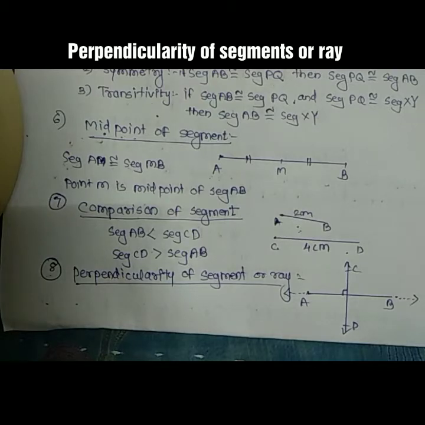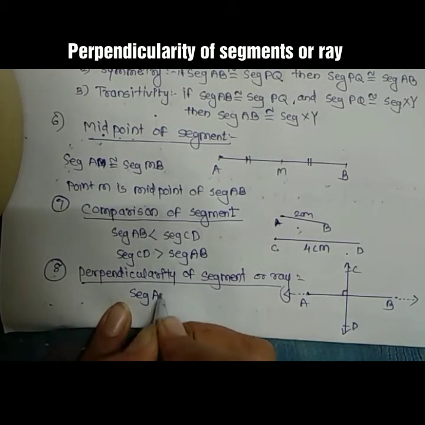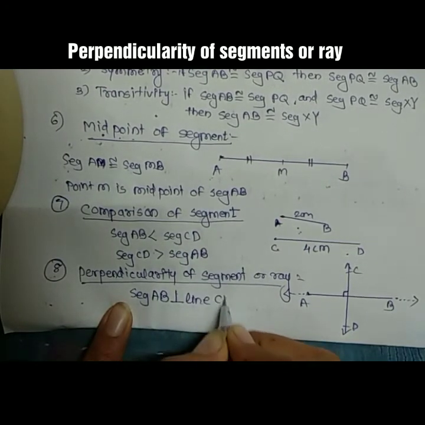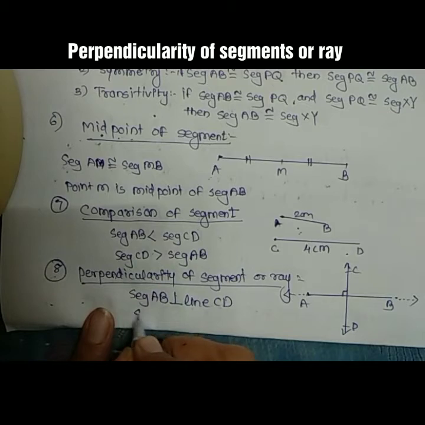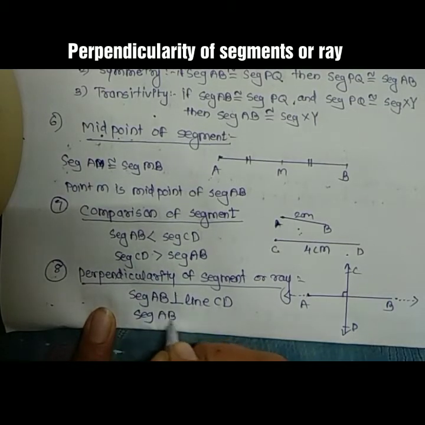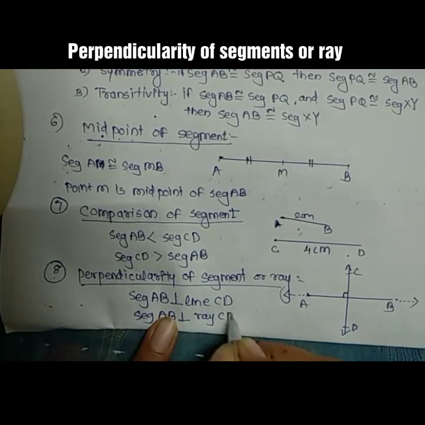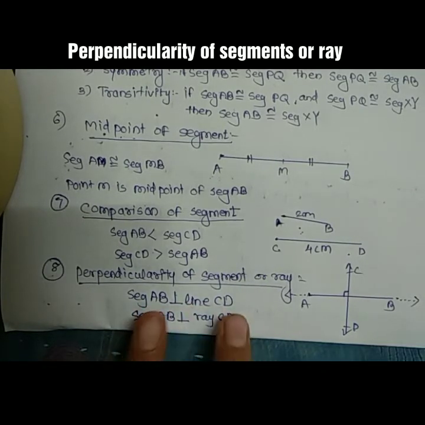So in this figure, segment AB is perpendicular to line CD, we can write as segment AB, this is the sign of perpendicular, line CD, or segment AB perpendicular to ray CD. This is the sign of perpendicular. So we can write, if two lines, two segments, or two rays are perpendicular, then we can write this statement.